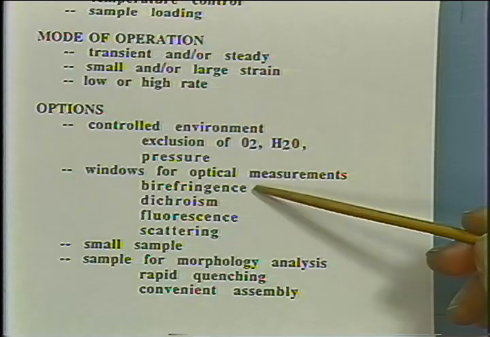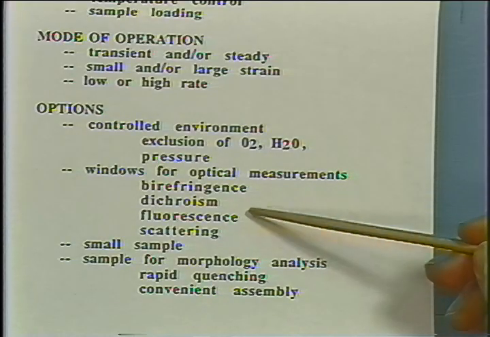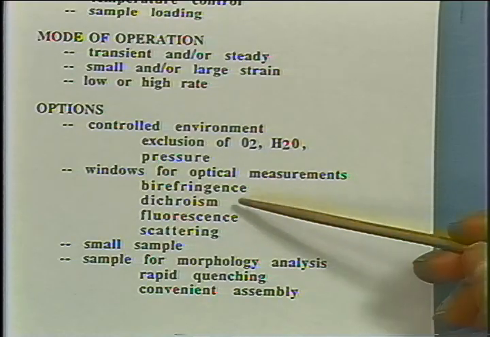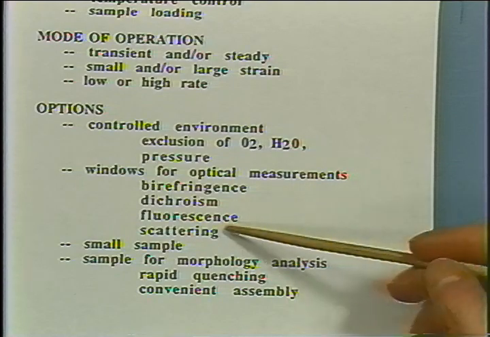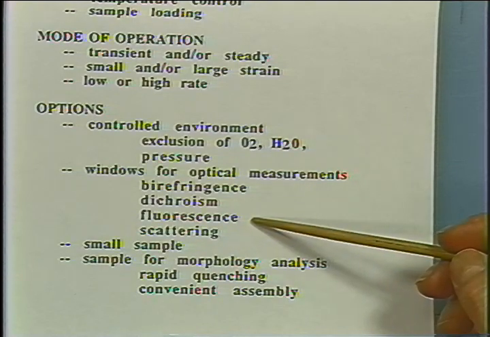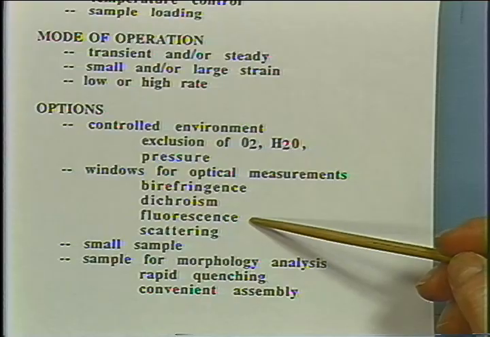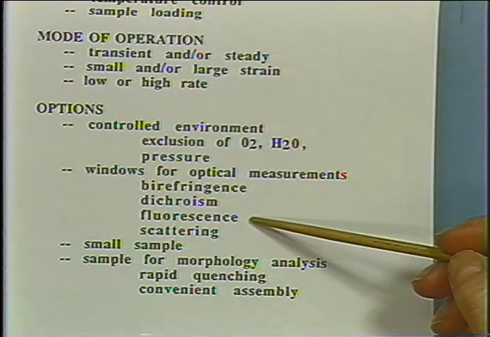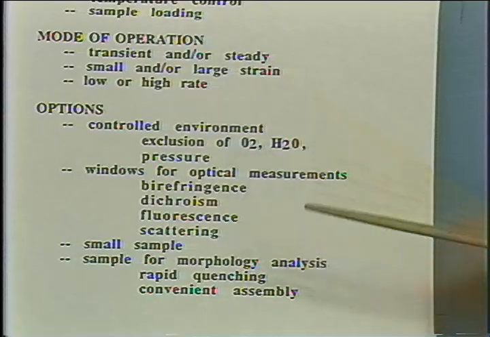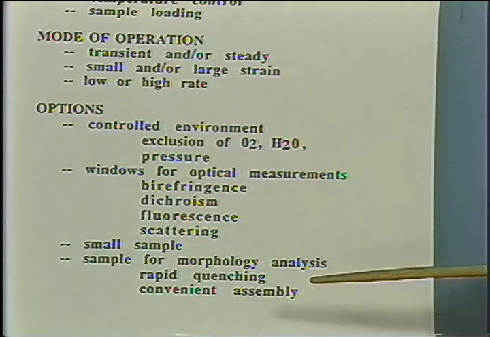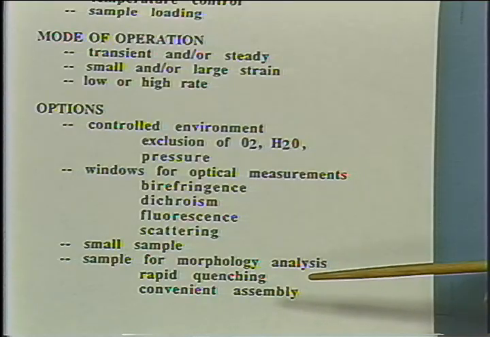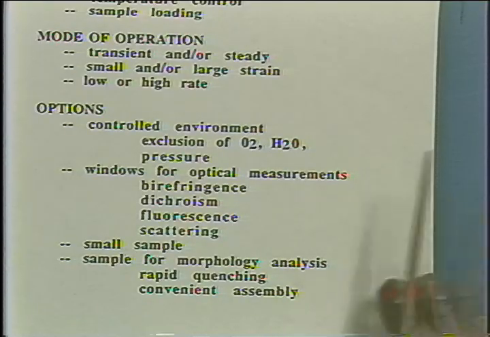Then windows on the rheometer might help optical studies doing birefringence, dichroism, fluorescence. We, for instance, look at fluorescence measurements in polymer blends, and I will talk about this when we reach the polymer blend area. So that's interesting, to combine optical techniques with the conventional rheometry. Now we combine Raman measurements, for instance, in the rheometer with shear information.